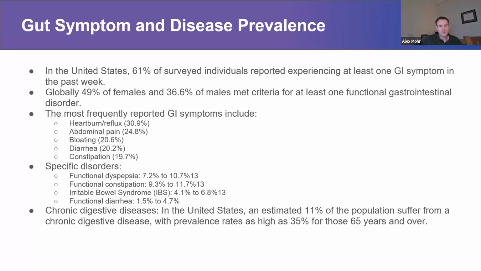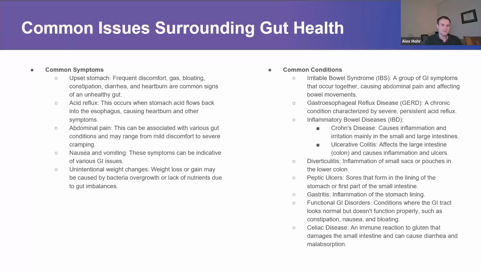Interestingly, when we look at chronic digestive diseases in the United States, an estimated 11% of the population does suffer from at least one chronic digestive disease. And this prevalence is a lot higher in older individuals. When we look at individuals 65 years and over, it's about 35%. Common symptoms can affect both the upper gastrointestinal tract and the lower gastrointestinal tract, ranging from things like an upset stomach, acid reflux, abdominal pain, nausea and vomiting, and even unintentional weight changes, whether we're losing weight or gaining weight.